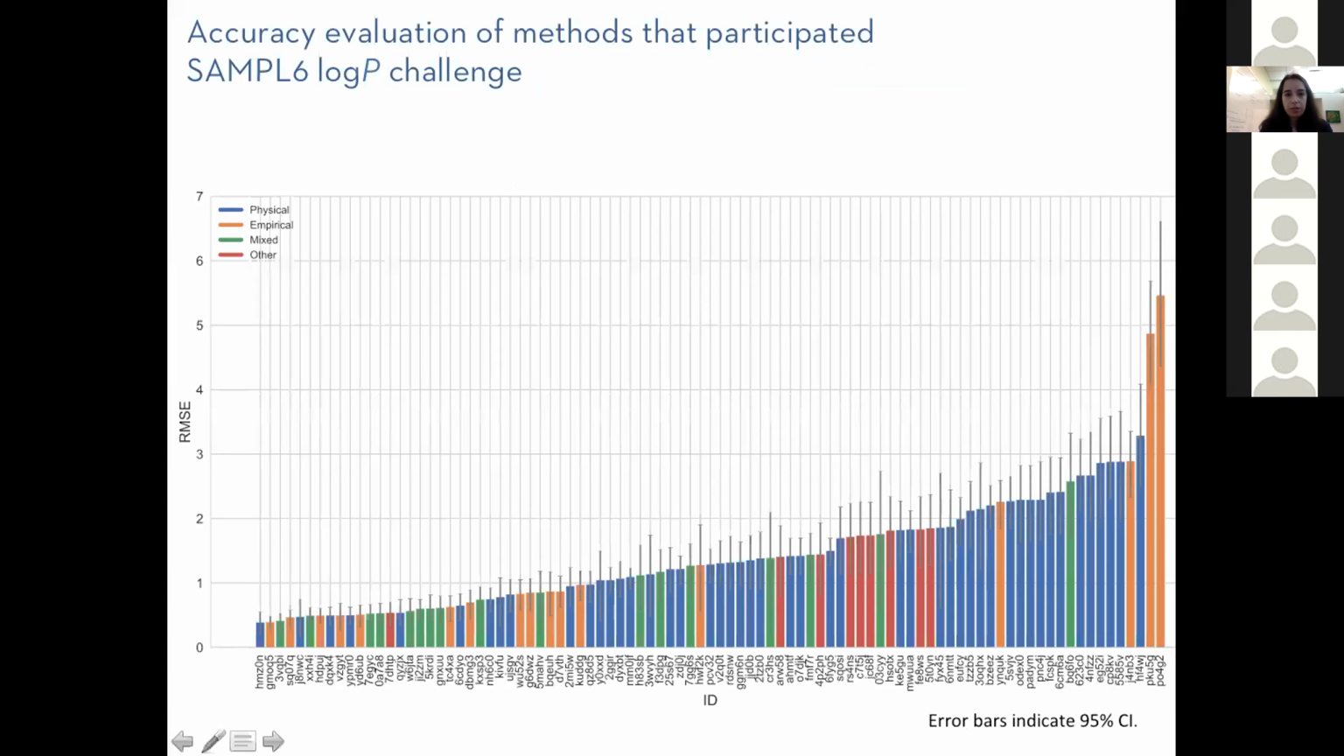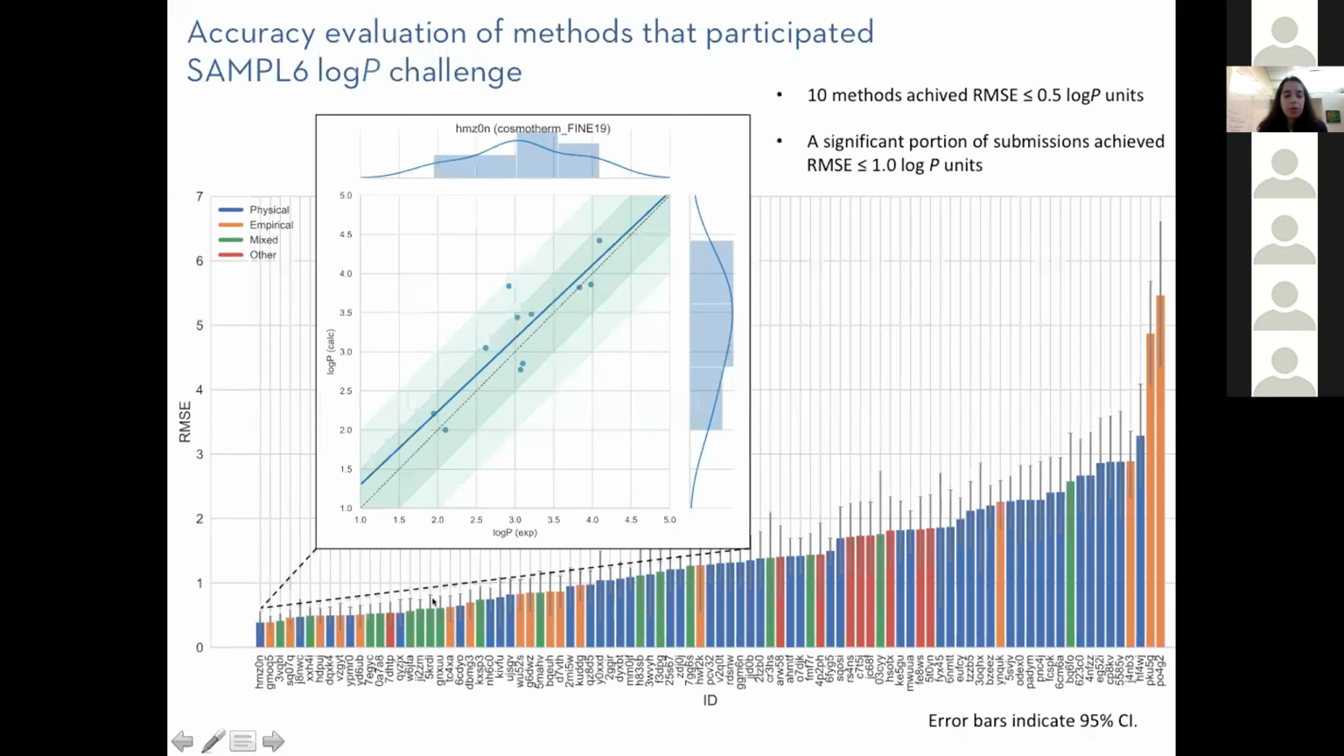Let's look at the accuracy of methods that participated in the SAMPL6 logP challenge. Here we are looking at the root mean square error versus method IDs across physical, empirical, mixed, and other methods. We have seen that 10 methods achieve lower root mean square error than 0.5 logP units, and the performance of these methods is indistinguishable based on the confidence intervals. And a significant number of submissions achieved errors less than 1 logP unit.